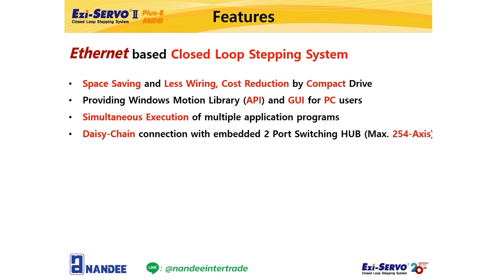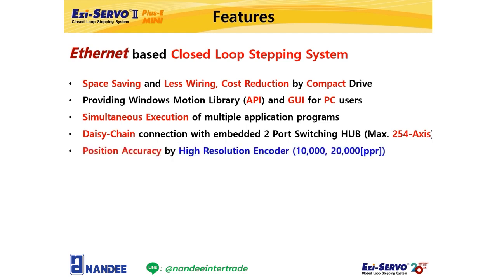Compared to the RS485 communication type product, Easy Servo Plus R-Mini, which was limited to 16 axes even at maximum, Easy Servo 2 Plus E-Mini has 10 times faster communication response time, so you can see that the number of connectable axes has increased. Also, a high-resolution encoder is attached to enable precise position control. It depends on the motor size, but up to 20,000 ppr resolution encoders can be used.